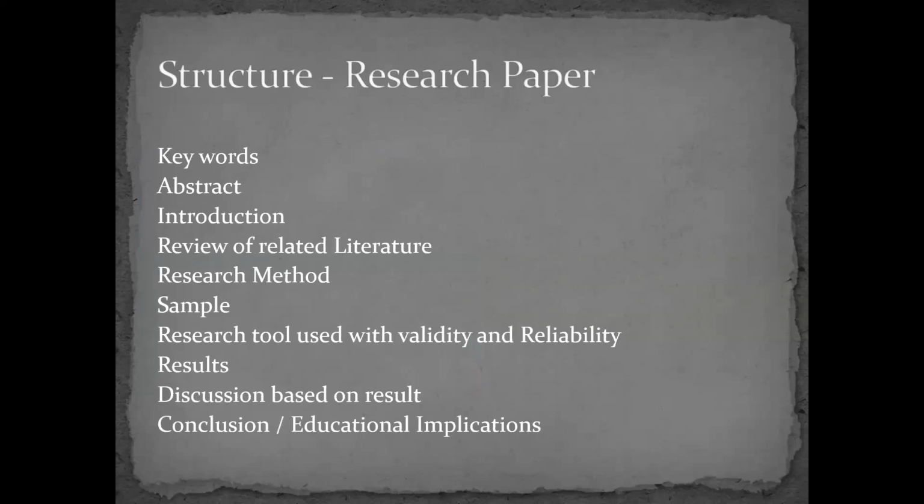So how should the structure of a research paper be? These are the things that are a must. Keywords, abstract, introduction, review of literature, research method. In the research method, what method you have to use, what sample, what tool you are using, what is the result of your research, discussion based on the research, and conclusion.